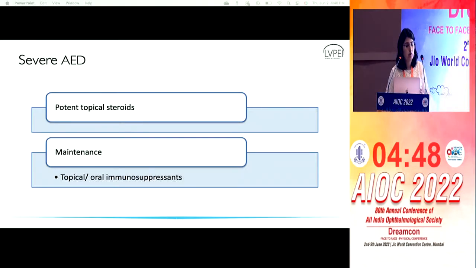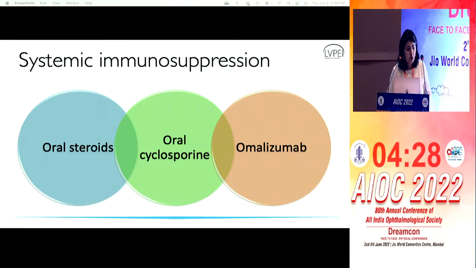And again, they will also require maintenance either with topical or oral immunosuppressants. Typically, topical immunosuppressants with cyclosporin or tacrolimus are preferred. Oral immunosuppressants are given to those patients who have a very severe disease, which is also chronic in nature, or the patient also has associated systemic allergy. So the commonly preferred systemic immunosuppressive agents include oral steroids, cyclosporin, and omalizumab, which is a monoclonal anti-IgE antibody, which is injected subcutaneously.